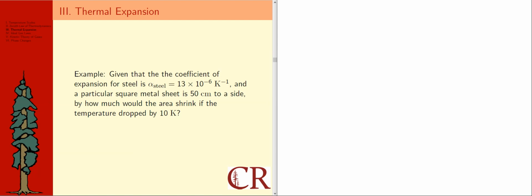Given that the coefficient of expansion for steel is 13 times 10 to the minus 6 inverse Kelvin, and a particular square metal sheet is 50 centimeters to a side, by how much would the area shrink if the temperature dropped by 10 Kelvin? So I think the appropriate formula to use for this one would be the area expansion formula. So delta A, and this one has that 2 in it, kind of for the 2 dimensions, right? So 2 alpha A delta T.